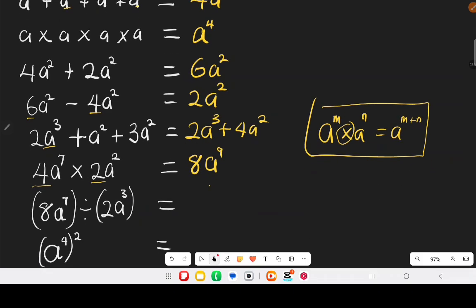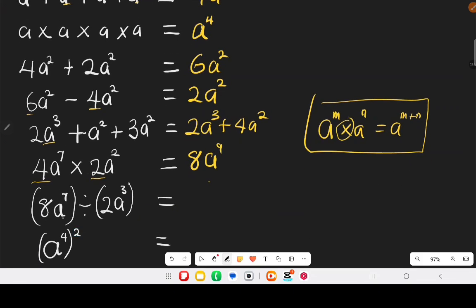Then we move further. If we have 8a raised to the power of 7 divided by 2a raised to the power of 3, it is the same thing as dividing the coefficients, 8 divided by 2, which gives us 4. Then we subtract the powers of the base, which gives a raised to the power of 4. In the law of indices, whenever we have a raised to the power of m divided by a raised to the power of n, it is the same thing as a raised to the power of m minus n.